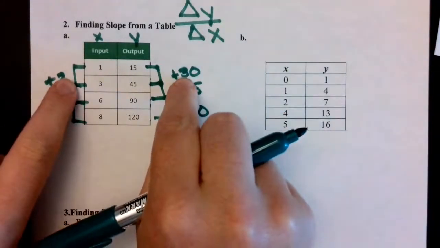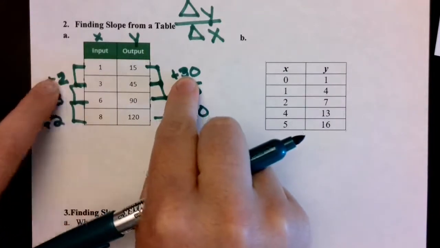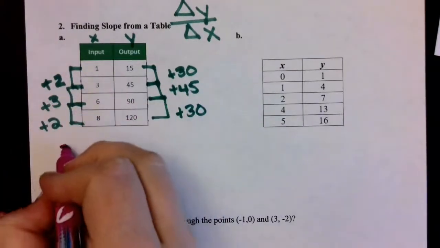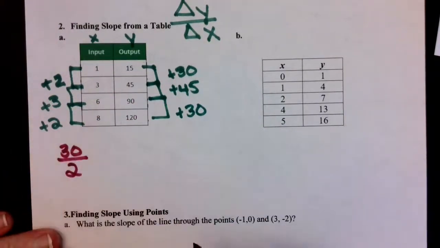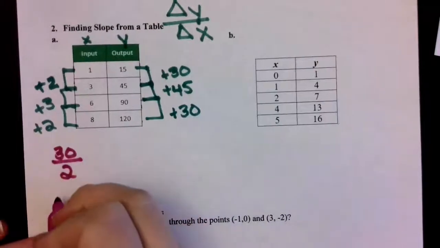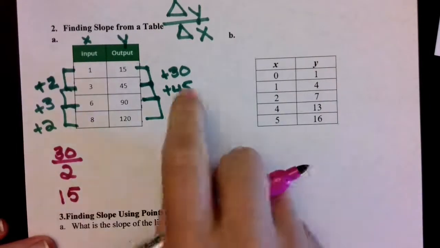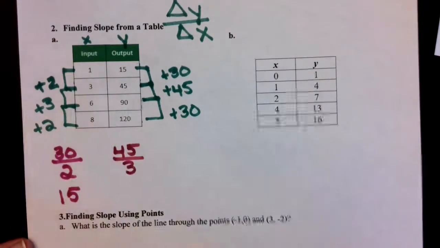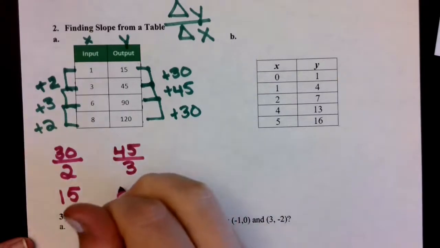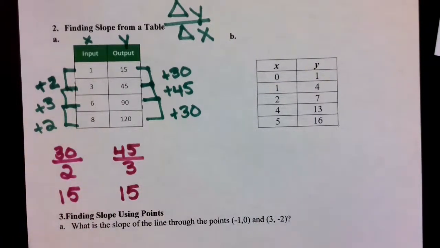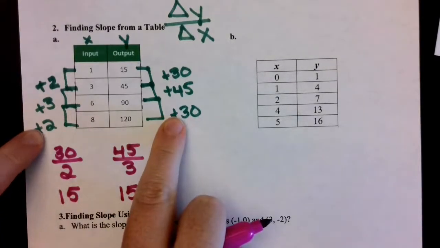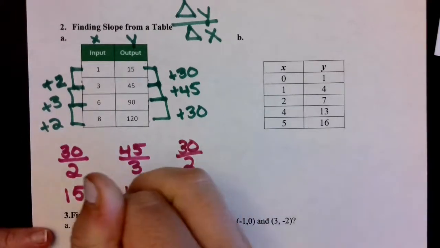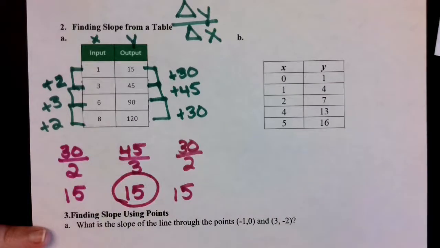So if I look at my first two, remember this is my change in y, that's my change in x. My first two numbers go together. 30 change in y over change in x. 30 is divisible by 2, which gives me 15. Let's look at the next two. 45 over 3, we need to make sure the y goes on top. 45 is divisible by 3, which makes it 15. So our slope of this line is 15.